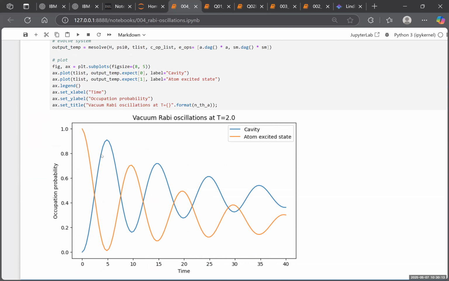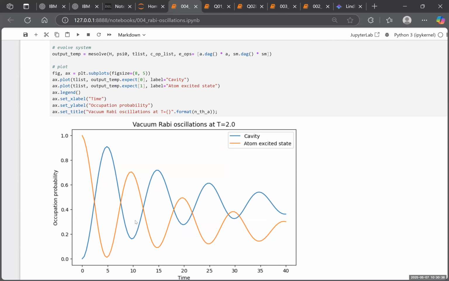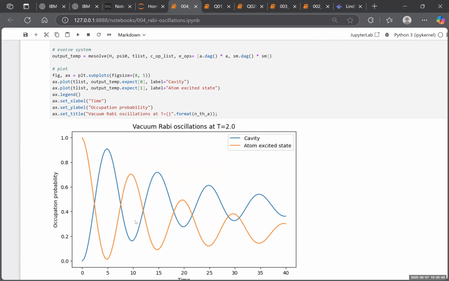And the cavity is also oscillating, but because there's a finite temperature, the cavity would not decay to 0, and the atom will also not decay to 0. You see this asymptote, it probably is somewhere here, 0.2 something, because there is a thermal photon there. So you decay to the ground state, but you also get excited by the thermal photon.